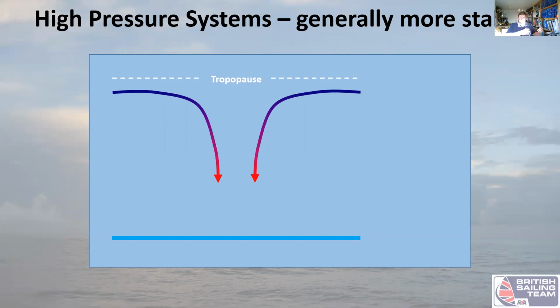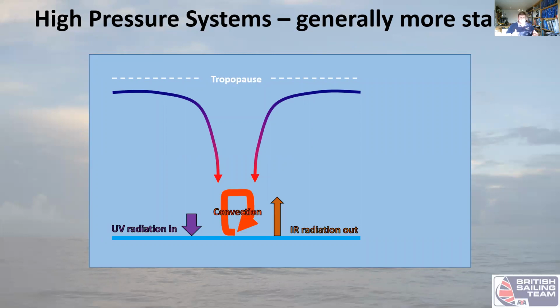So you'll have your air coming in from the tropics and subsiding down towards the surface. What happens down at the surface is the sun's radiation, the ultraviolet radiation, gets absorbed by the surface, be it land or water, and then re-radiated as infrared radiation, which warms up the lowest boundary layer part of the atmosphere. So you get convection and all that good stuff.